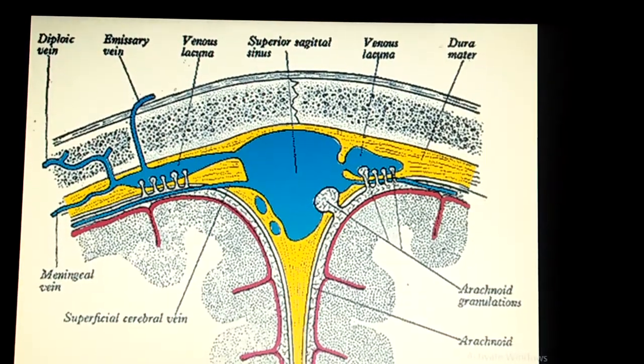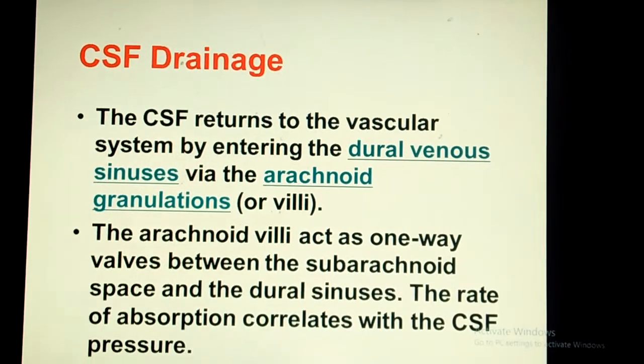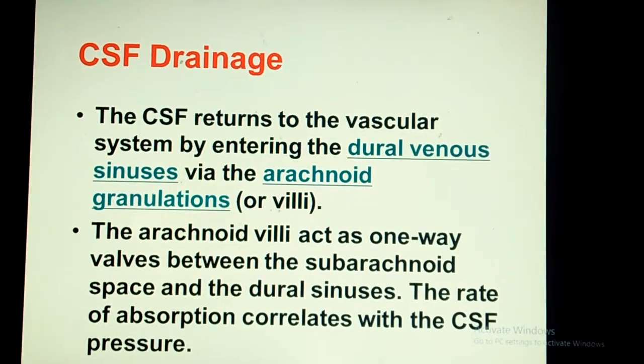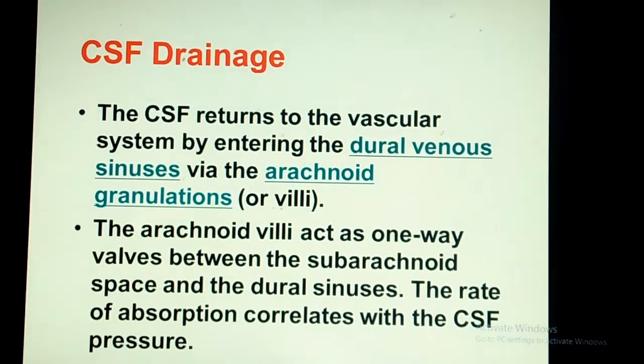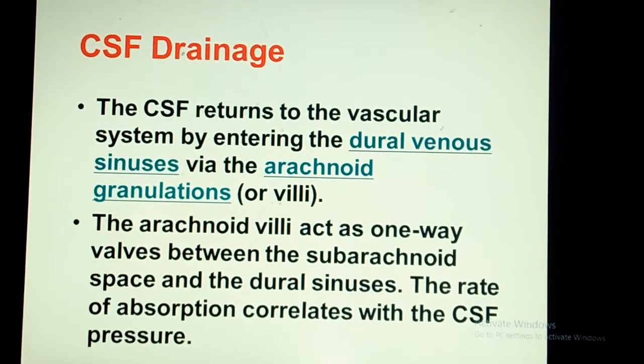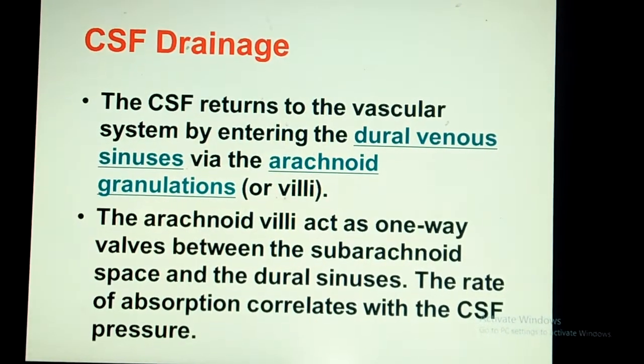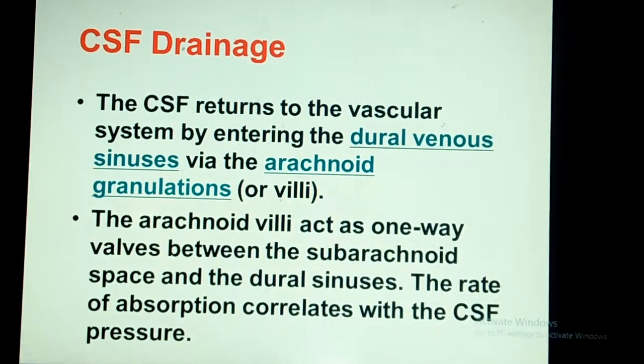CSF drainage. The CSF returns to the vascular system by entering the dural venous sinuses via the arachnoid granulations. The arachnoid villi act as one-way valves between the subarachnoid space and the dural sinus. The rate of absorption is correlated with the CSF pressure.